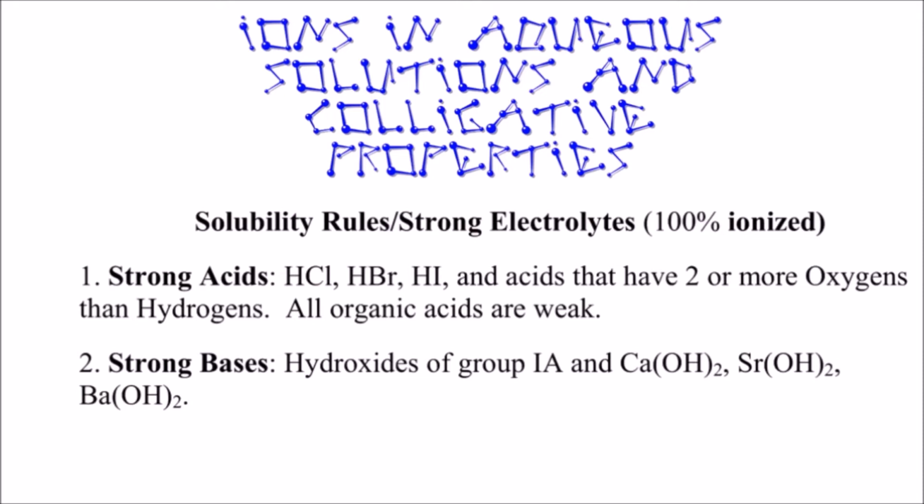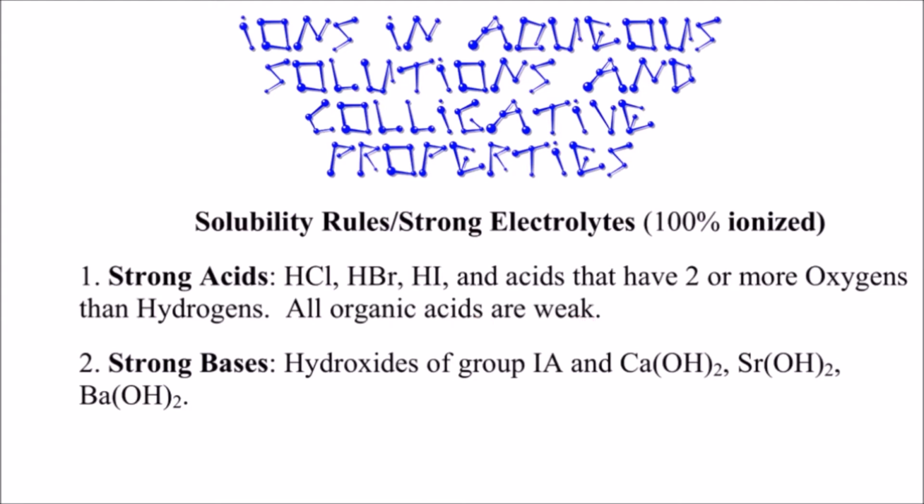Remember, we have strong electrolytes, and we have weak electrolytes, and we have non-electrolytes. These rules are going to help us determine which molecules fit into which of those three categories. Alright, so strong acids are going to completely dissociate into their ions. So that's what we're going to consider to be a strong electrolyte. The following acids are strong. So hydrochloric acid, hydrobromic acid, and hydroiodic acid are all strong. And then any acids that have 2 or more oxygens than hydrogens are strong acids.